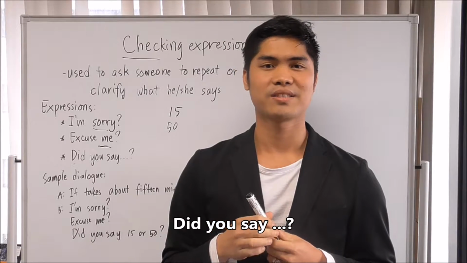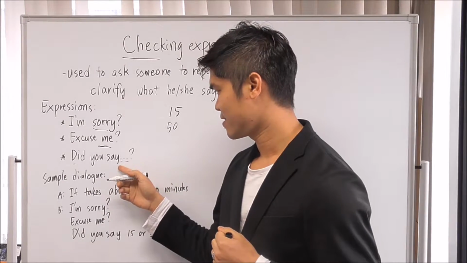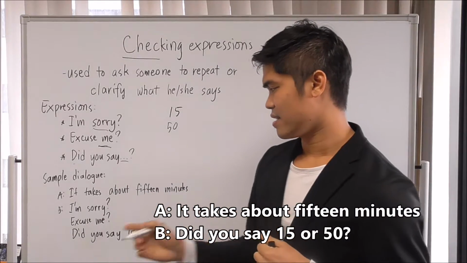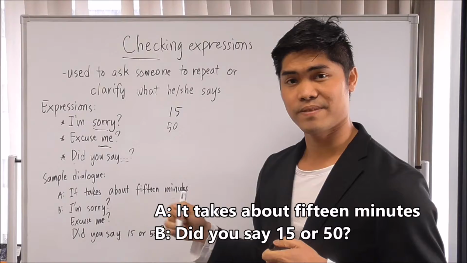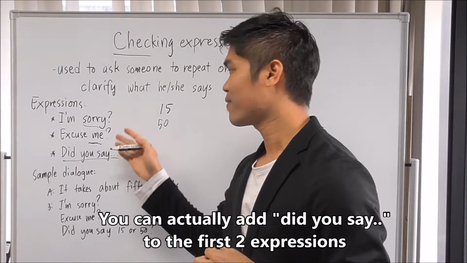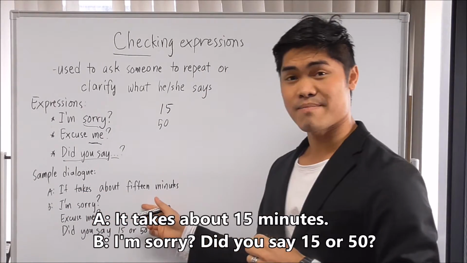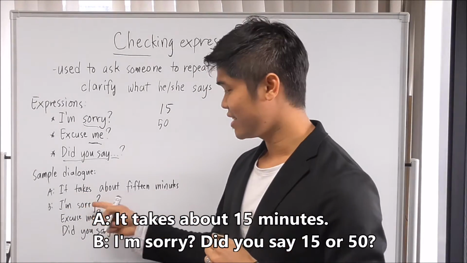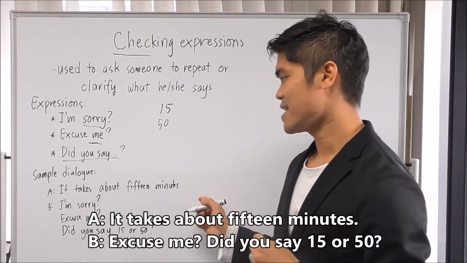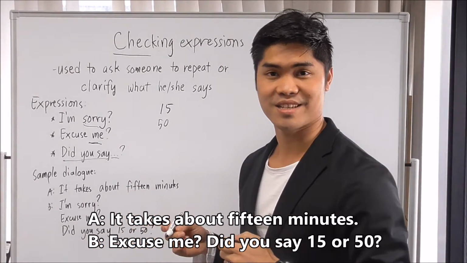This expression requires a word or words after the word say. For example, it takes about 15 minutes. Did you say 15 or 50? By the way, you may also add these expressions to the first two expressions. For example, it takes about 15 minutes. I'm sorry, did you say 15 or 50? Or, it takes about 15 minutes. Excuse me, did you say 15 or 50?